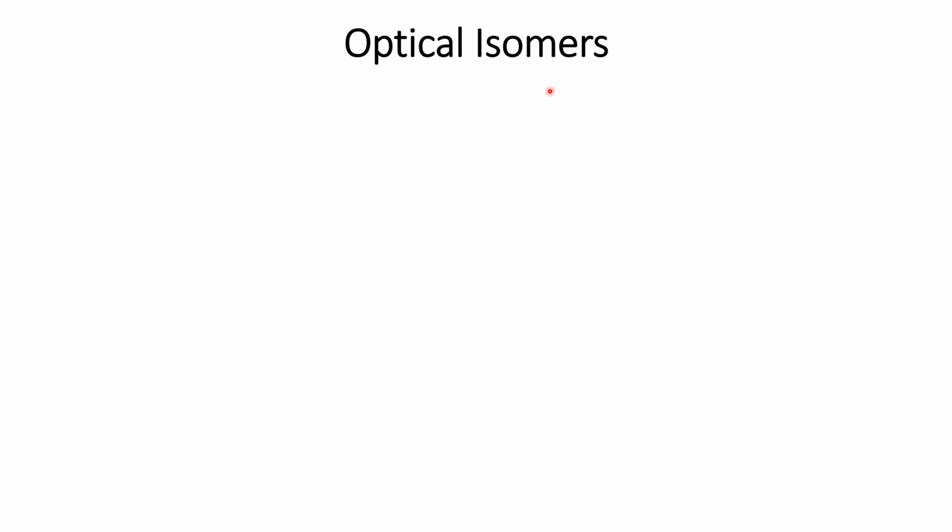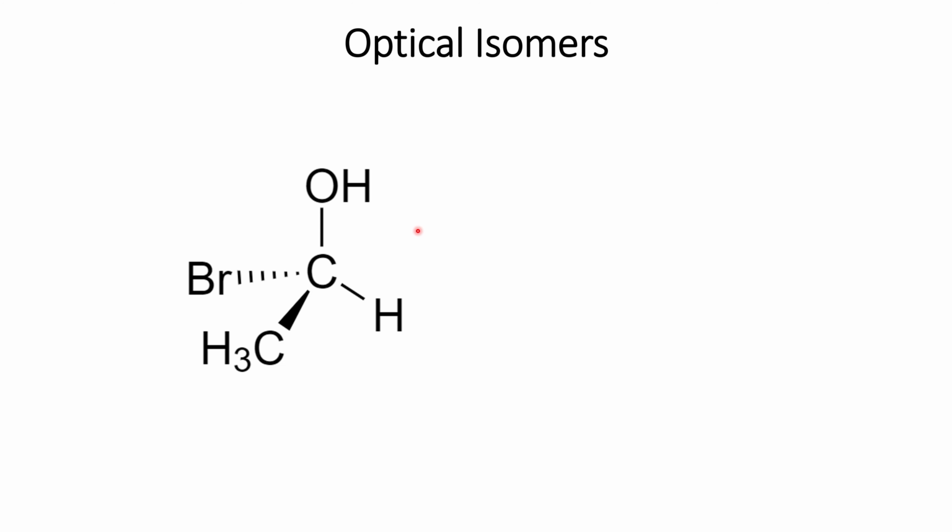Now let's try to create some optical isomers. I've drawn a molecule here with a chiral centre. You can see it has 4 different substituents. The carbon has a hydroxy group, a hydrogen group, a methyl group, and a bromo group. Optical isomerism is the result of these 4 different groups being arranged differently around this central chiral atom.